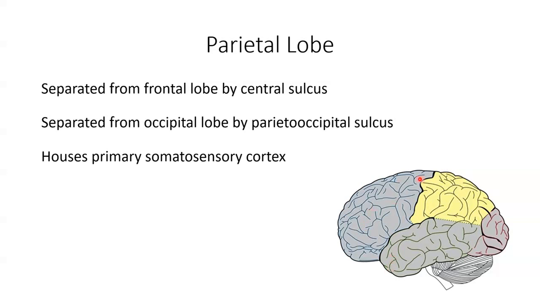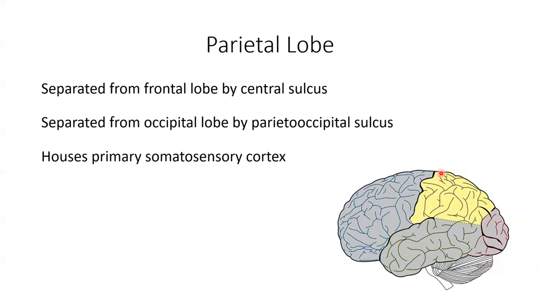Moving posteriorly, so towards the back of the brain, and here we have the parietal lobe. As we just mentioned, the parietal lobe is separated from the frontal lobe by our central sulcus, and from our occipital lobe, which is this pink part here, by our parieto-occipital sulcus, which is this little bit here. One of the most important structures in the parietal lobe is the primary somatosensory cortex, which sits in our post-central gyrus. So now it's the gyrus, or the ridge posterior to the central sulcus.